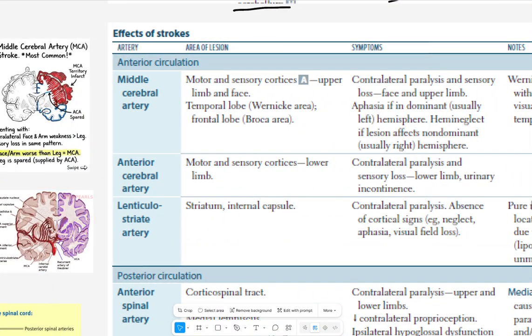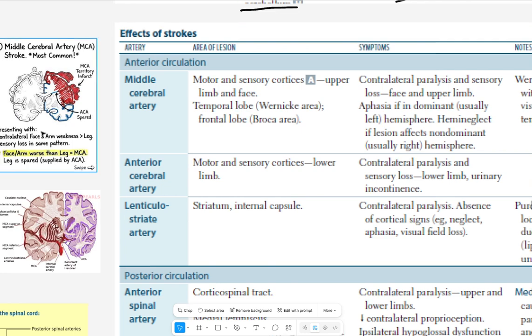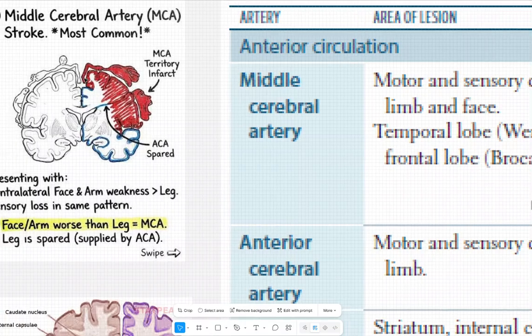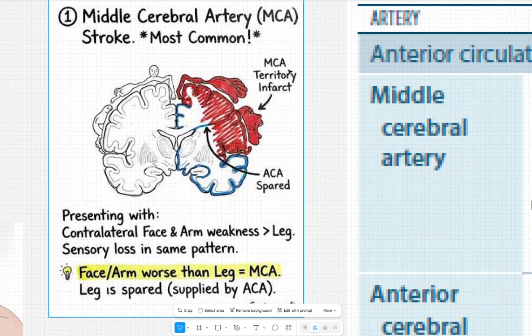Okay, so let's look at the strokes now. First of all, we have the middle cerebral artery stroke, right? In the middle cerebral artery stroke, you always remember that the face and arm is worse than the leg. Why? Because if we look at the motor homunculus, basically, the middle cerebral artery is here, right? And the middle cerebral artery will first affect the face and arm, and then here it will go off to affect the leg. So it will take time to get to the leg, and some of the leg area is spared by the anterior cerebral artery.